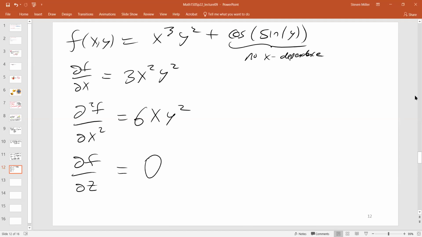So really, this is bad notation. I should really write this not as f of x, y. How should I write this? f of x, y, z. So I should really write it as f of x, y, z to indicate that z is one of the variables, and you may have something where the function doesn't depend on that variable. Okay, so finding partial derivatives is not too bad.